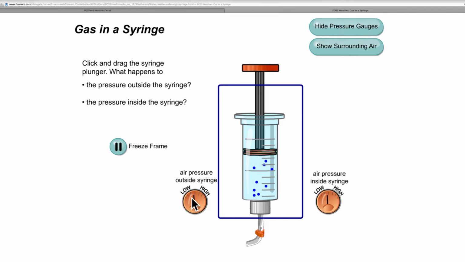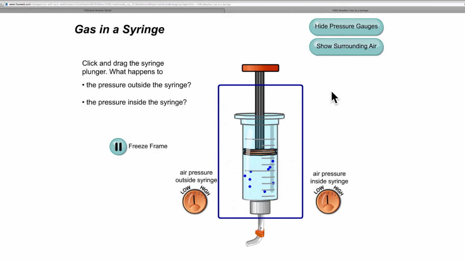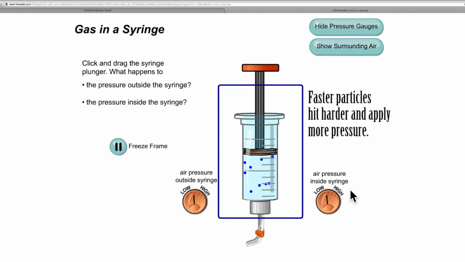If I show the pressure gauges here, you can see that they're both equal, and that's comparing the outside air to the inside air. So I want to show you that as we increase the compression, or as we compress the air, the gauge on the right starts to increase, which means there is a relationship, a correlation, that the more air is compressed, the more the pressure increases. And this is basically because of what I said earlier about the baseball throw. If you throw a ball harder, it moves faster, and it hits harder. That's true here as well. The faster the particles move, the harder they hit. The slower they move, the weaker they hit.